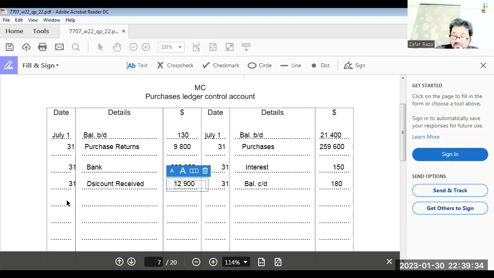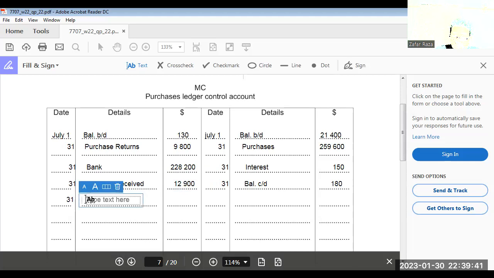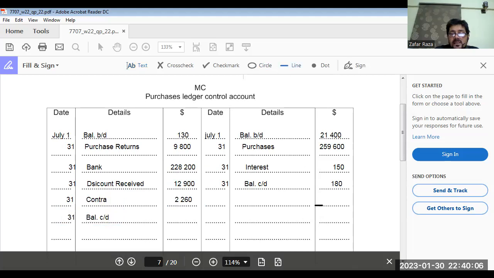31st, we have contra 2,260. And yes, this balance CD is going to be calculated. The closing balance means the CD of what we have to pay to our supplier. Now we have to calculate, and how to calculate, I will tell you.